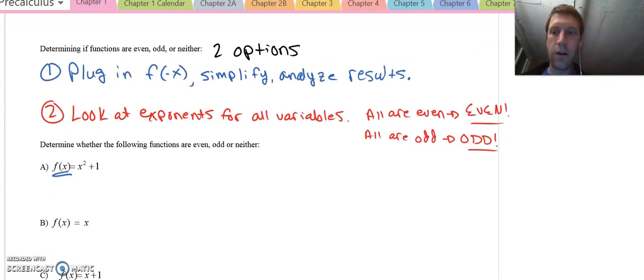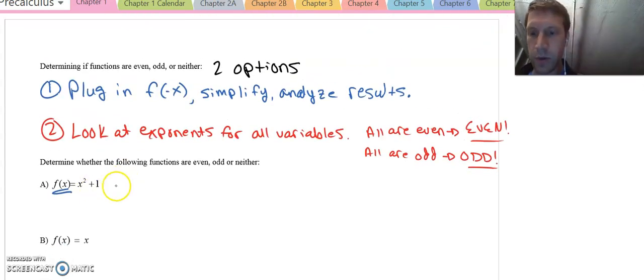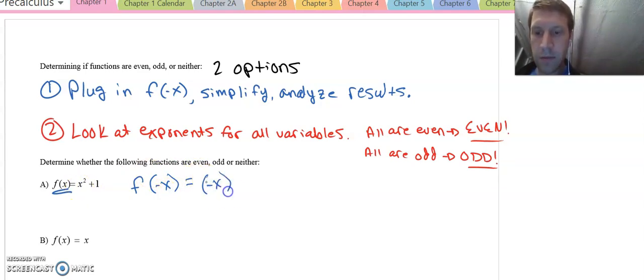So f of x equals x squared plus 1. All right, so let's do f of negative x equals, I switch my input to negative x, I'm still squaring it and adding 1.